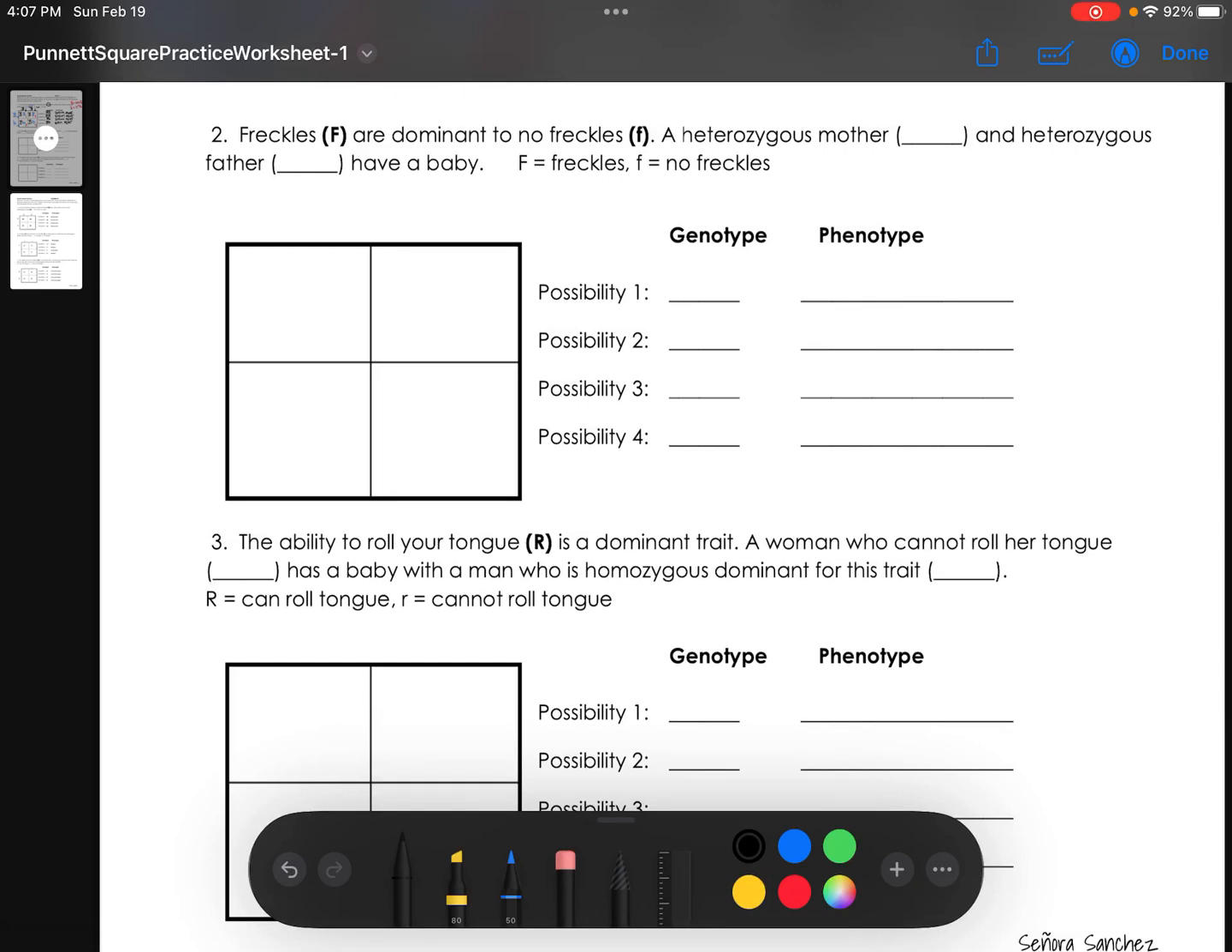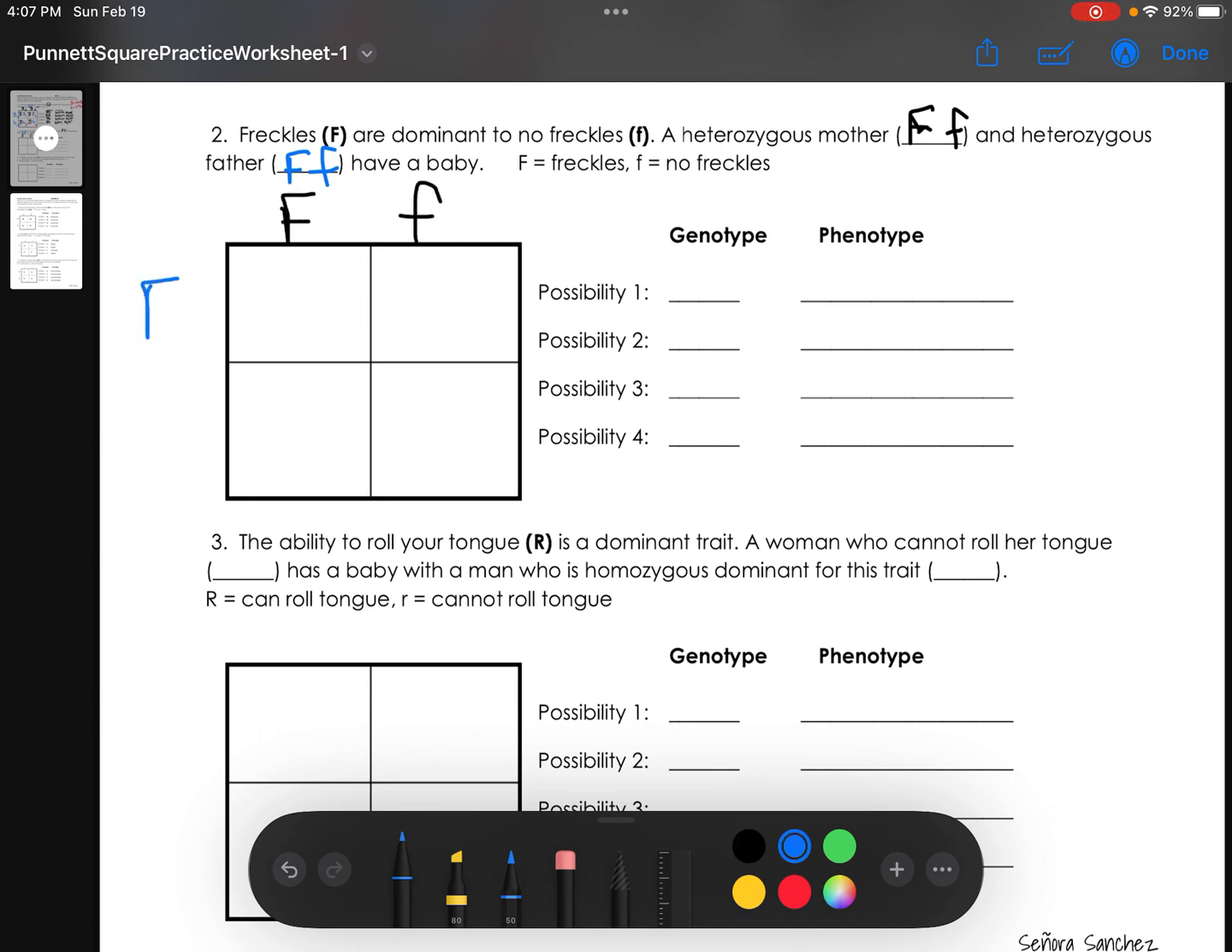For our second scenario, we have freckles, capital F, are dominant to no freckles, lowercase f. So a heterozygous mother, we know heterozygous means that they have different capitalization, thus we have a dominant and a recessive allele. And a heterozygous father, we're going to change the color just to make it easier for us to understand male versus female.